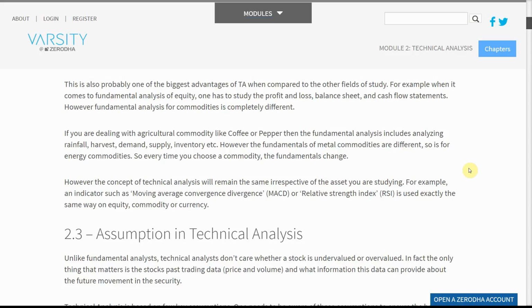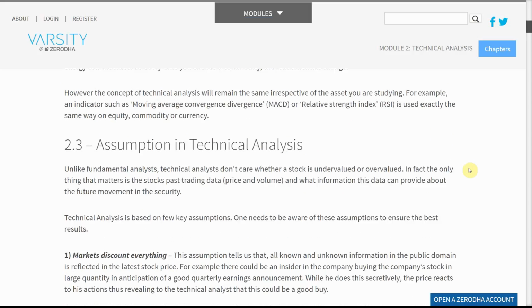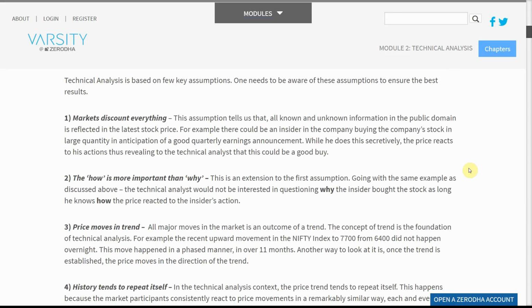2.3 Assumptions in technical analysis. Unlike fundamental analysts, technical analysts don't care whether a stock is undervalued or overvalued. In fact, the only thing that matters is the stock's past trading data, price and volume, and what information this data can provide about the future movement in the security. Technical analysis is based on a few key assumptions. One needs to be aware of these assumptions to ensure the best results.